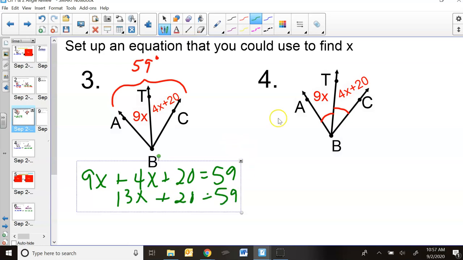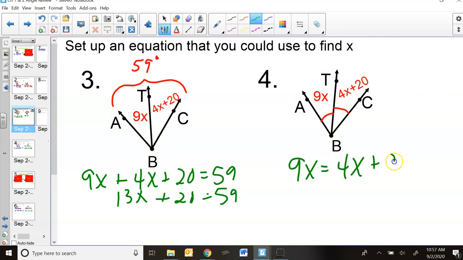On number 4. Okay, on this one, again, you want to decide, are you going to add these up and set them equal to something, or are you going to set these equal to each other based on what you see in the diagram? Okay, hopefully you notice that there's an arc mark, one single arc mark on ABT and one single arc mark on TBC, which tells me that 9x is the exact same size as 4x plus 20. On this, you would subtract the 4x from both sides and divide by 5. Okay, next one.